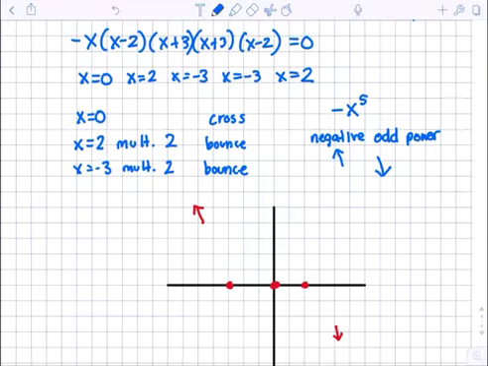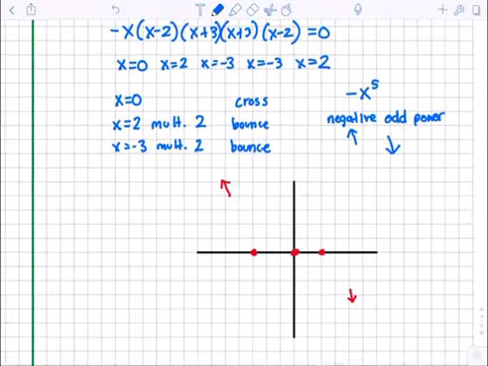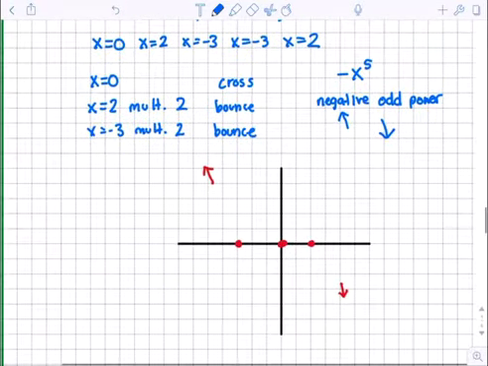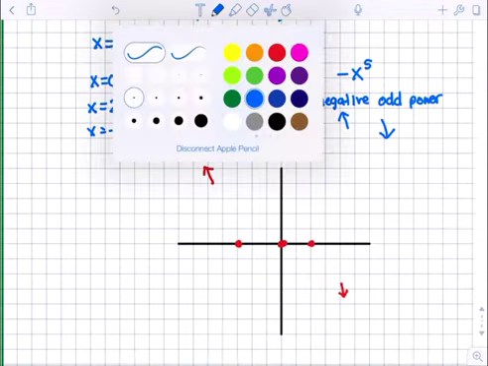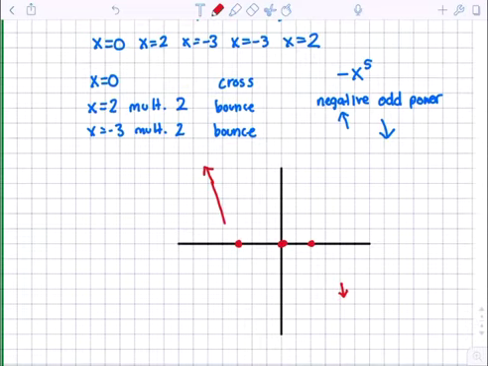As you guys can see, one mistake like that could ruin the whole thing. So let's try this again. At negative 3, it is going to bounce because it's a multiplicity of 2. So here we go.